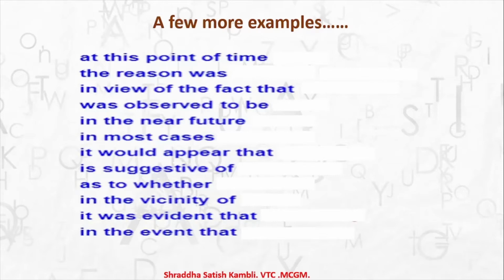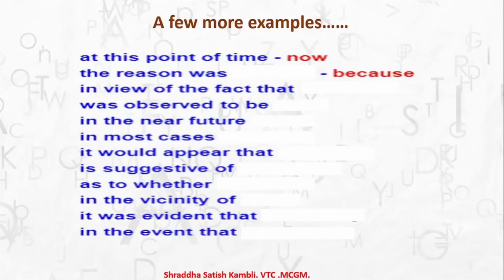At this point of time. So instead of saying at this point of time, you can simply say now. Alright, so you can say I am teaching at this point of time. Instead of saying all that, I can say I am teaching now. Then you say the reason was. Instead of saying the reason was, you could say because. I went there, the reason was I wanted to learn. Instead of that, you can say I went there because I wanted to learn.